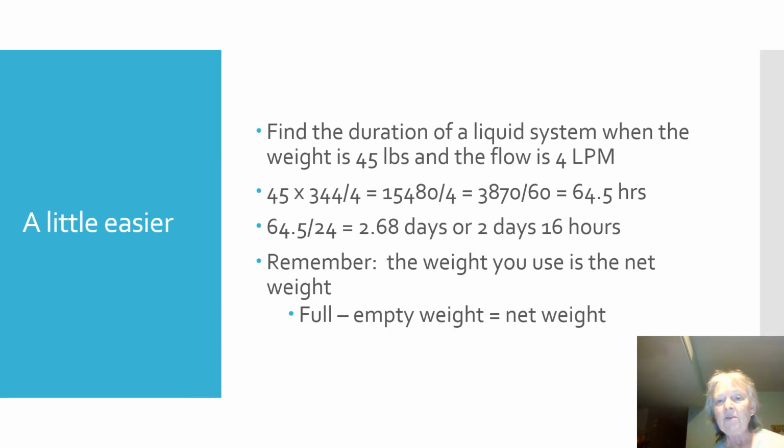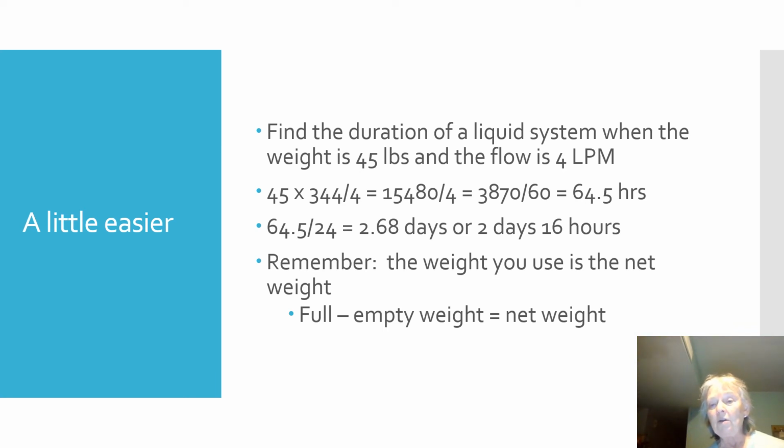So in this one, find the duration of a liquid system when the weight is 45 pounds and the flow is 4 liters per minute. So 45 times 344 divided by 4. You come up with 3,870 minutes. If you tell that to your patient, they're going to nod their head and go, yeah, whatever. It works out to about 64.5 hours, divided by 24, and you get a little over 2 days at this particular point, okay?